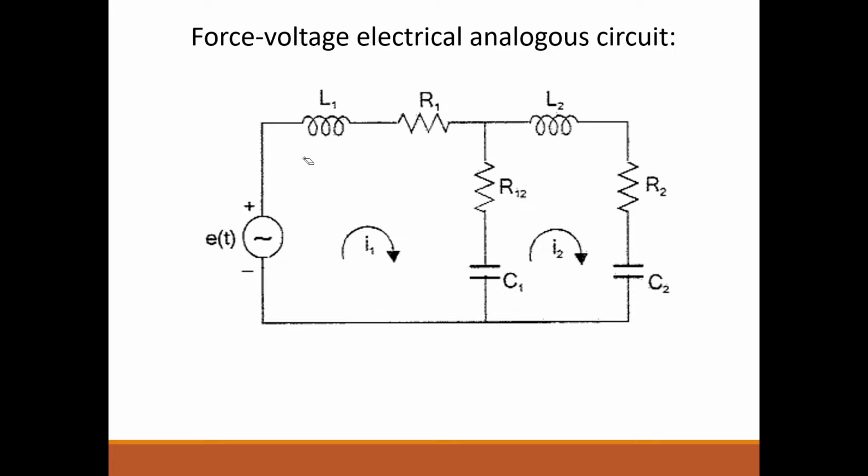E of t is equal to L1 into di1 by dt, plus R1 into I1, plus R12 into (I1 minus I2), plus 1 by C1 integral of (I1 minus I2) dt. That's it. Okay, what is the KVL equation for mesh 2?